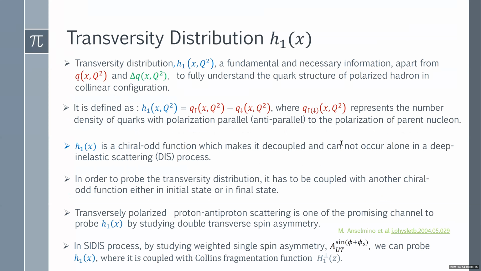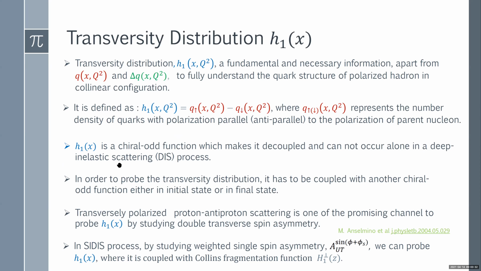Although this has already been discussed in the previous talks, I will briefly go through it. The transversity distribution is fundamental and necessary information, apart from the unpolarized distribution functions and the helicity distribution, in order to fully understand the quark structure of the polarized hadron in the collinear configuration. The transversity distribution is defined in this expression over here.